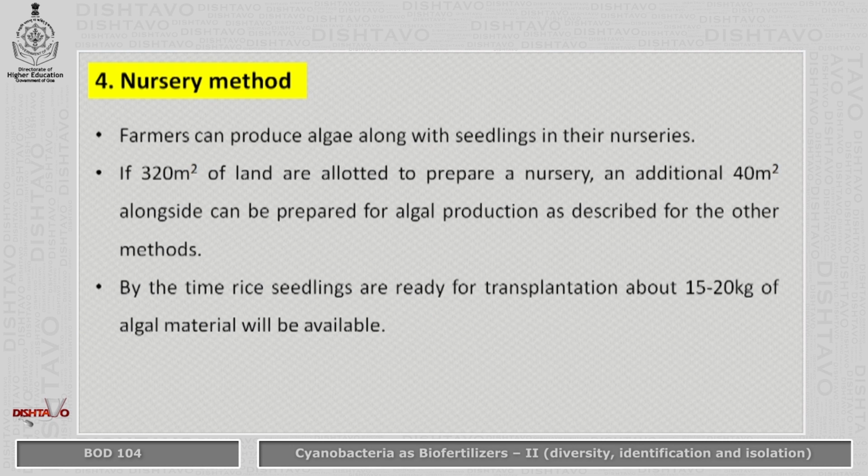The next method is the nursery method. Here the farmers can produce algae along with the seedlings in their nurseries. If 320 square meters of land are allotted to prepare a nursery, an additional 40 square meters alongside can be prepared for algal production as described for the other methods. By the time rice seedlings are ready for transplantation, about 15 to 20 kilograms of algal material will also be made available. So that is the nursery method.